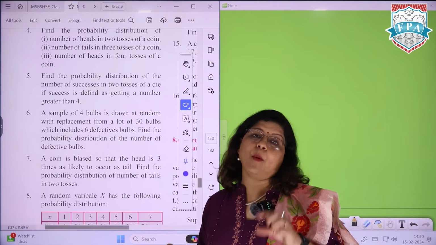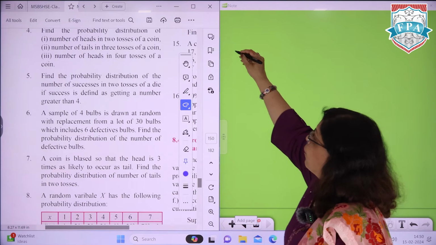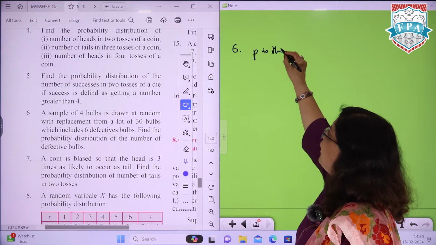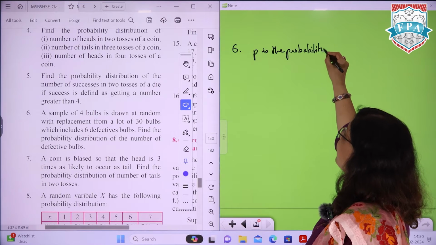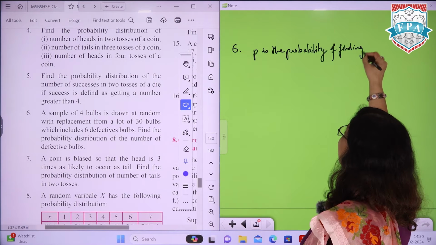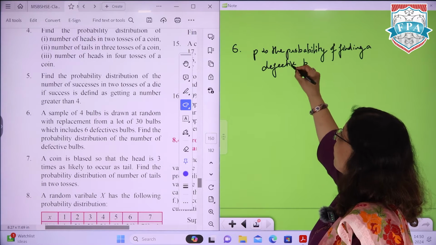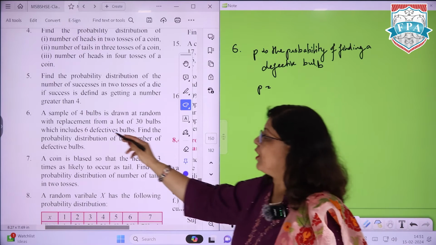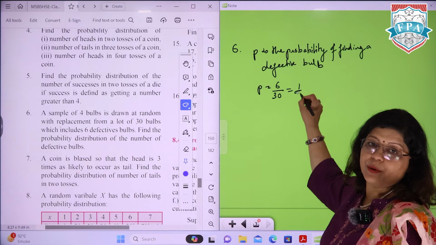Now जिसका आपको probability distribution निकालना है वो आपका main probability होगा, जिसको हम denote करते हैं with small p. So p is the probability of finding a defective bulb. Small p से denote होगा, p यहाँ पे अगर आप देख रहे हो तो there are 6 defective bulbs out of 30. So this is 6 by 30, which can be simplified as 1 by 5.